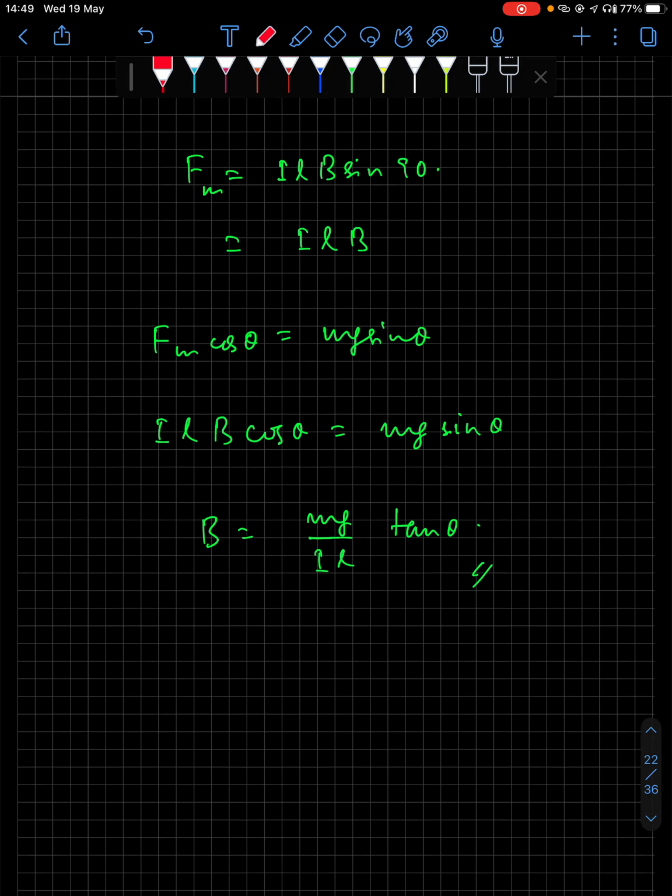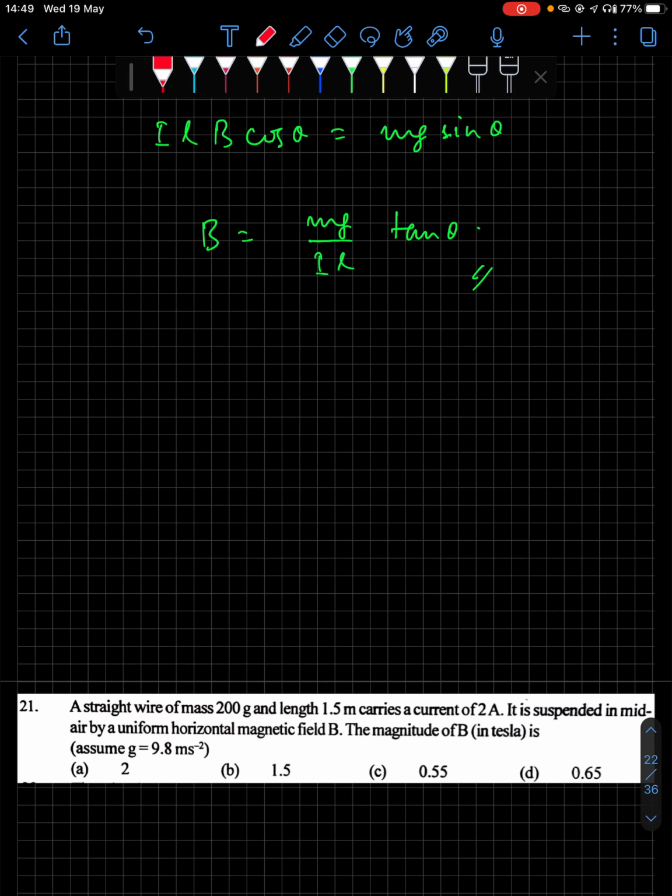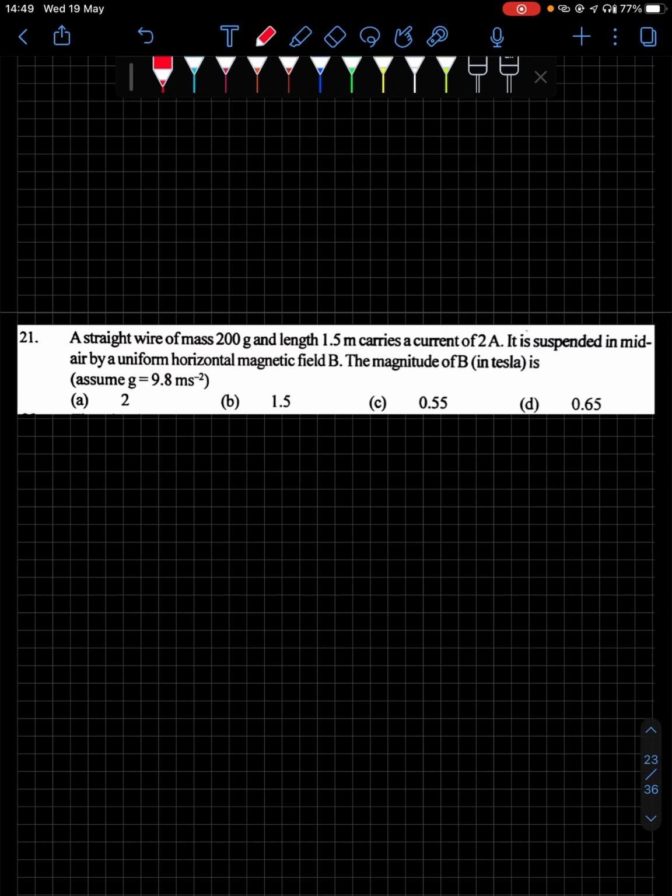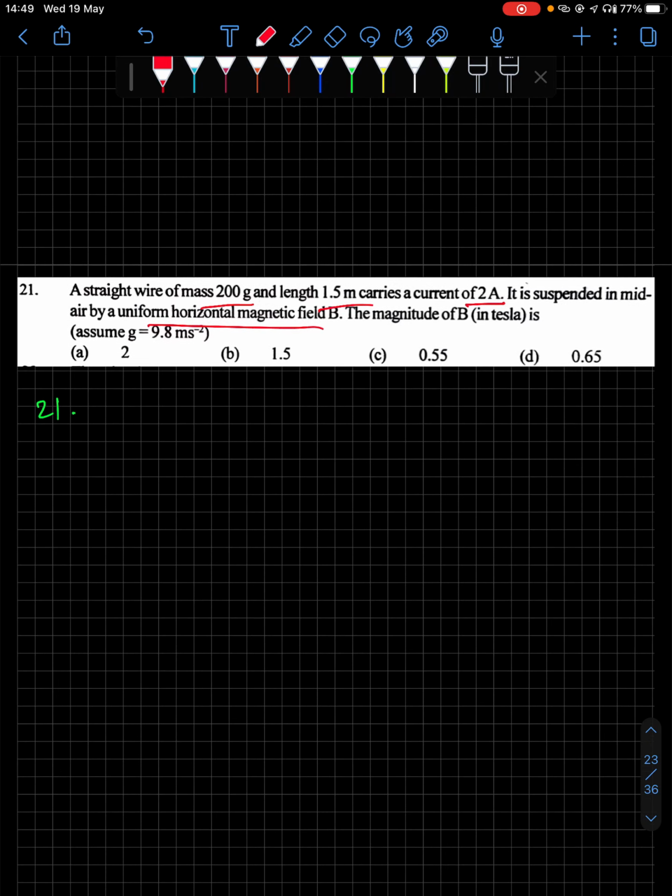So I hope this question is clear. Now we go to question number 21. You have a straight wire, mass is given, length is given, and it is carrying a current of 2 ampere. It is suspended in mid-air by a uniform magnetic field B. You are suspending this by a magnetic field B. The magnitude of the field is what?